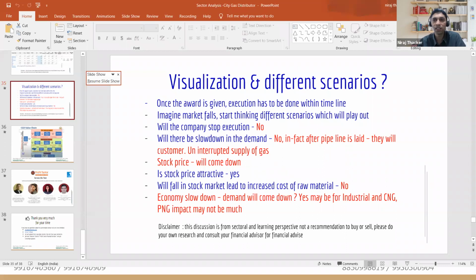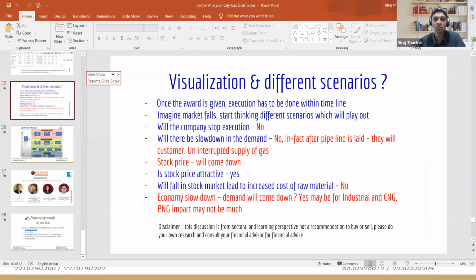Suppose the stock market is falling, will the company stop the execution? The answer is no. Will they show a slowdown in demand? No, because they have laid the pipeline, they have given the connection, and people will start using the supply, correct? If the stock price comes down and becomes attractive, would you like to add more? Yes, you would like to add more.